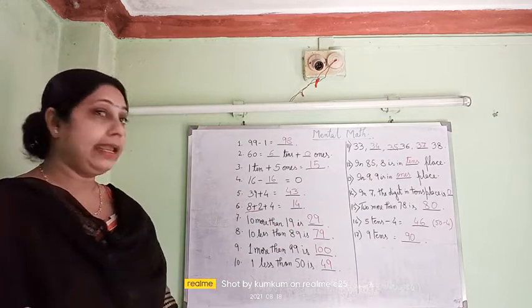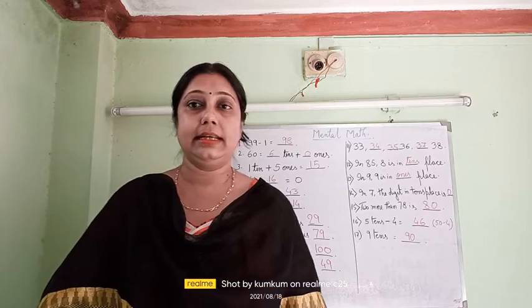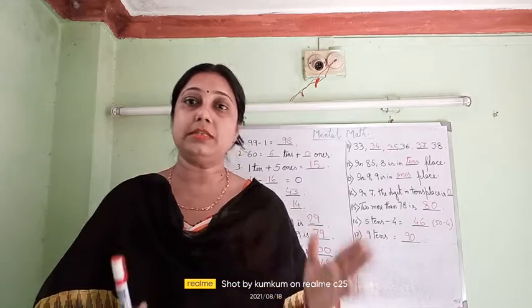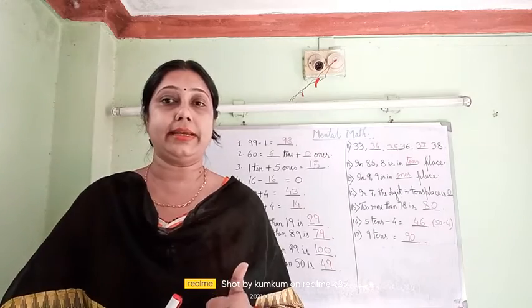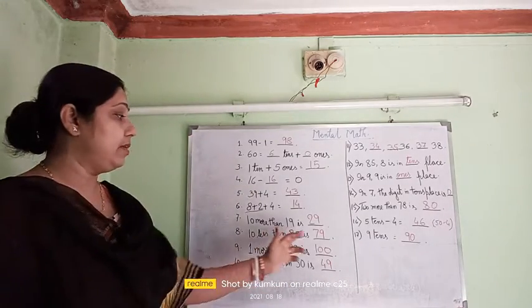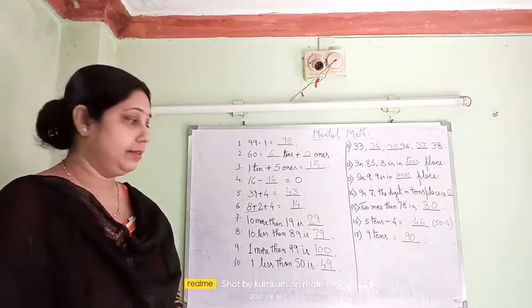Next, 10 less than 89. Less means you have to subtract. So from 89 we have to subtract 10. So the answer will become 79.